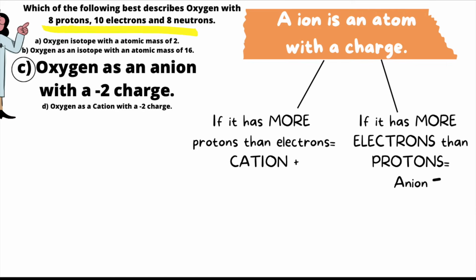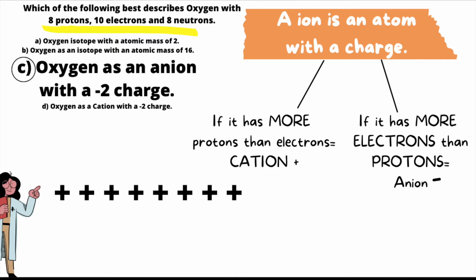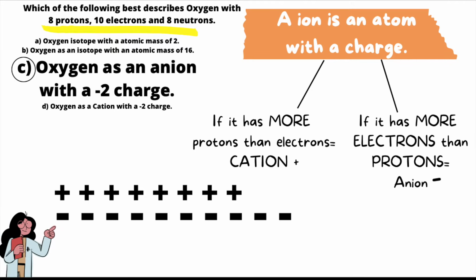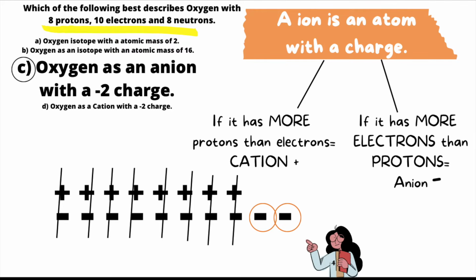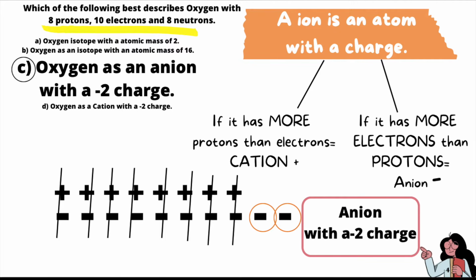In the question, we're given all the information we need here. 8 protons that I'll represent using a positive sign and 10 electrons that I'll represent using negative signs. We are also given the number of neutrons, however, it really has no relevance here. So don't let that trip you up. A positive and a negative always cancel each other out. So if we keep crossing out the pairs of positive and negatives, eventually we'll be left with 2 extra electrons. That makes this oxygen an anion with a -2 charge.